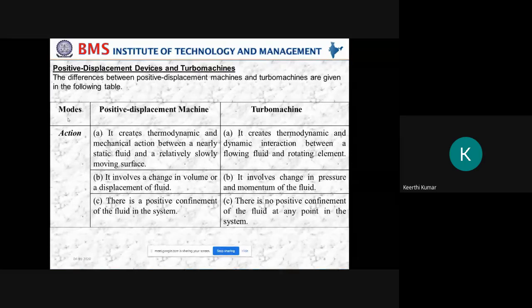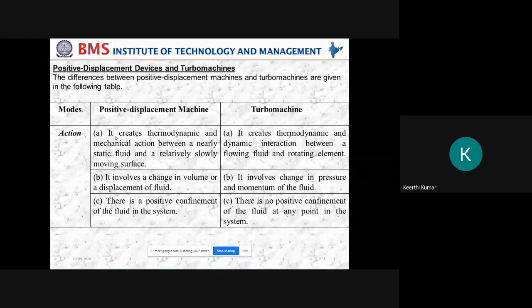Coming to that, these two are differentiated with the help of certain modes. The first mode is based on the action. What is the action in a turbo machine? You can see the action of the shaft, whether rotary, oscillating or reciprocating. In a turbo machine, it is rotary. In a positive displacement machine, it will be reciprocating. So based on the reciprocating, oscillating or rotary motion, we put the machine under positive displacement or turbo machine.